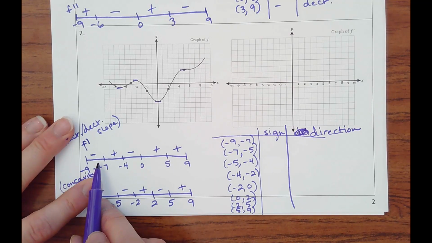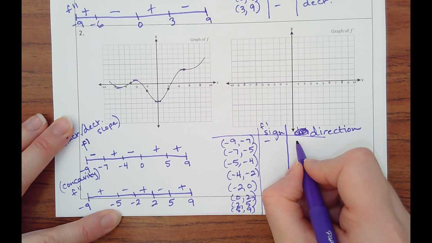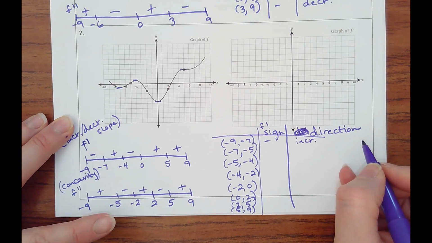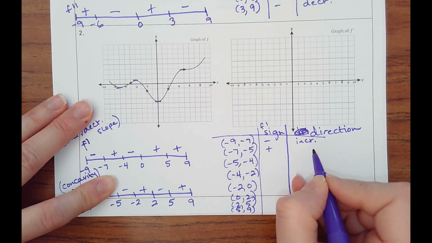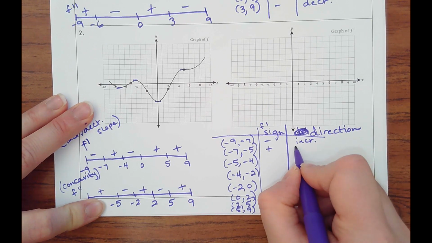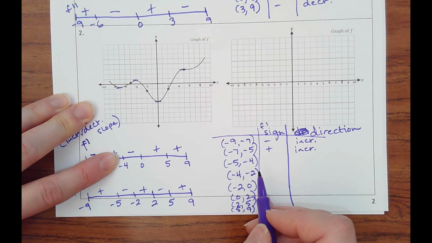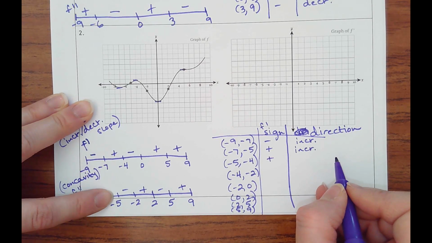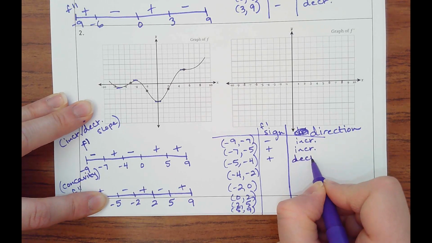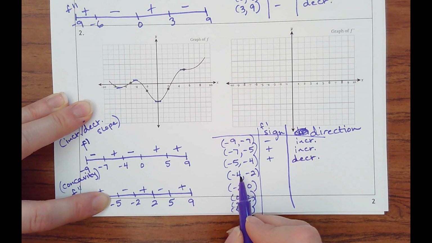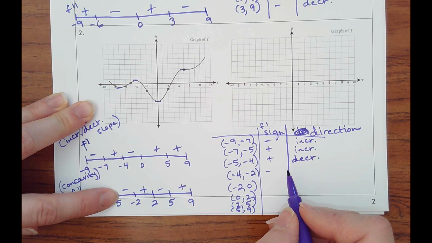So -9 to -7, f prime tells me it's going to be negative slopes. I'm going to be increasing. And then -7 to -5 would be in here. I'm going to be positives, increasing. -5 to -4, still going to be positives. I'm going to be decreasing, because that would be here. -4 to -2, I'm going to be in the negatives now. Decreasing.